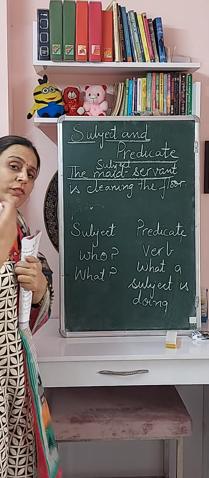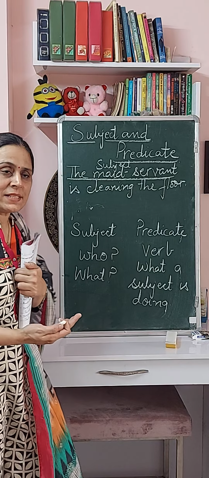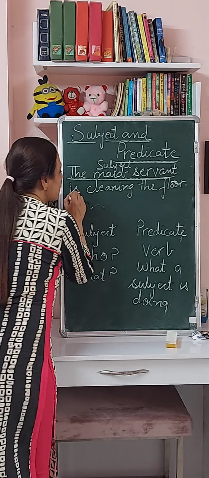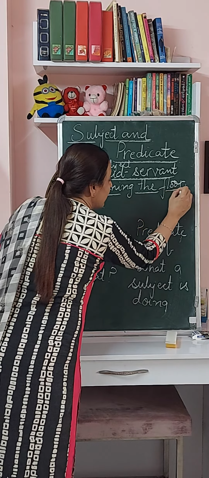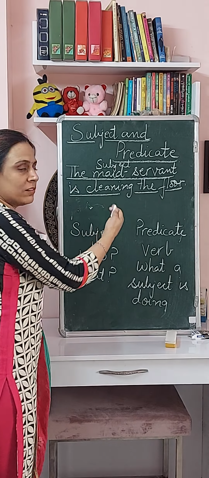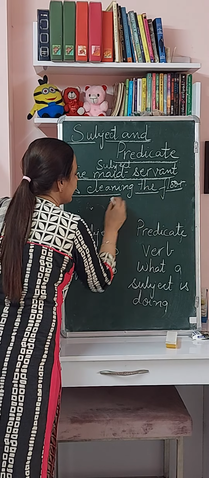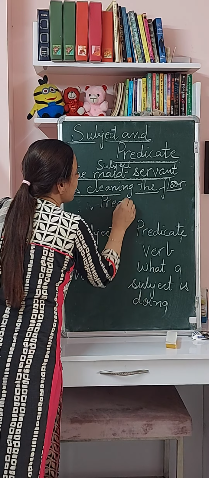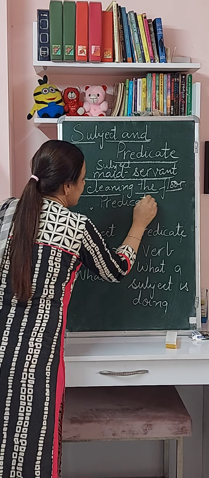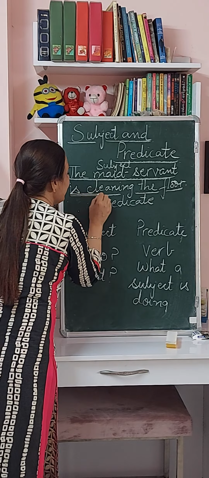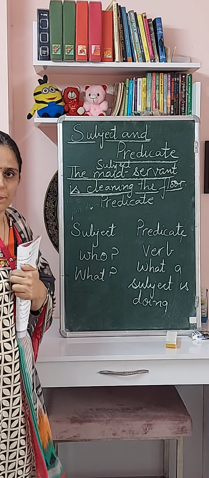All right. And what are we saying about this maid servant? We are saying that she is cleaning the floor. What is the maid servant doing? The maid servant is cleaning the floor. So is cleaning the floor will become the predicate. And the verb will be is cleaning.